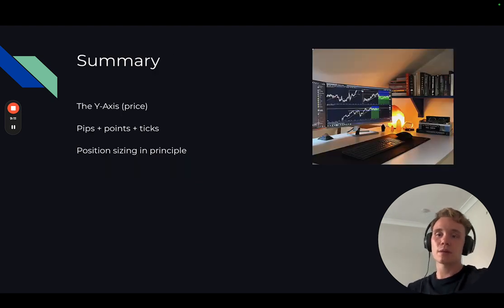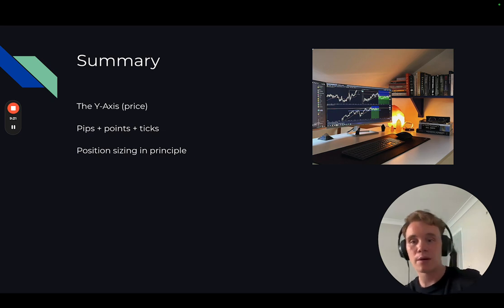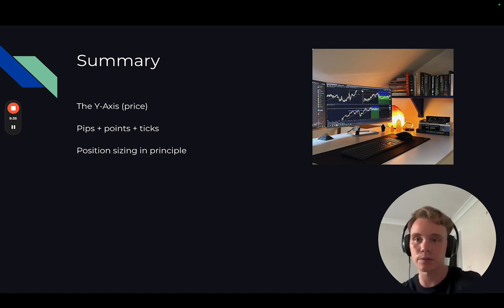So in summary, we've gone over the y-axis, which is the most important bit of information on the price chart. We've gone over pips, points, and ticks, what they are and how to identify them. And we've also gone into how the position sizing works in principle, where we're looking to calculate the risk per pip or price increment, which can tally up to and total up to our full 1R multiple.